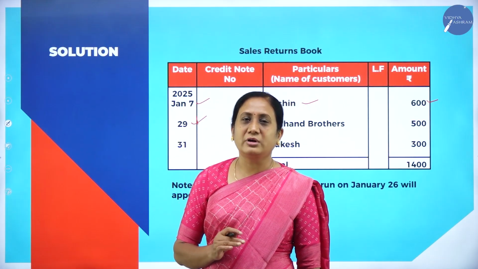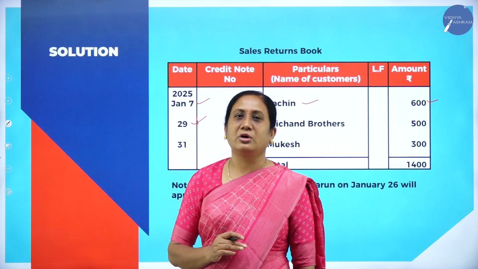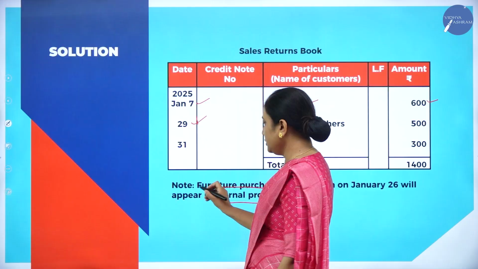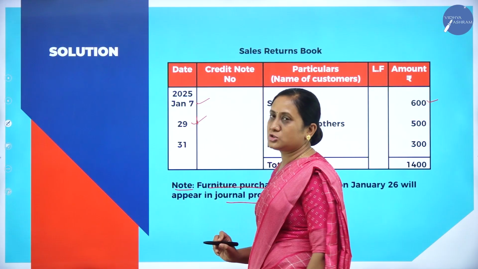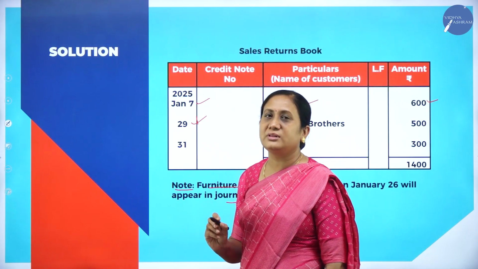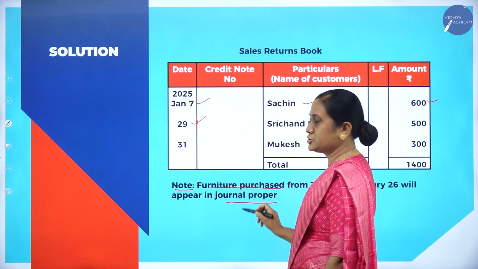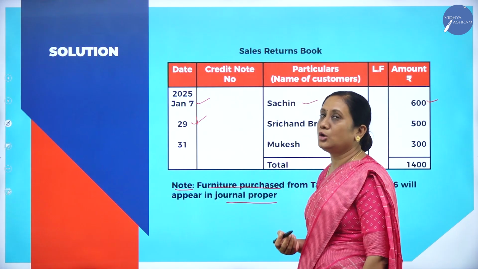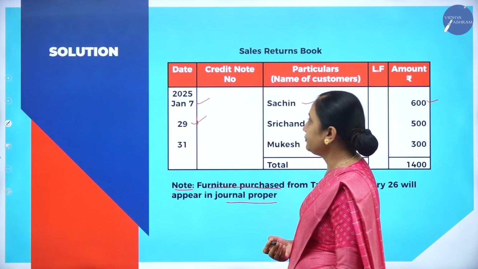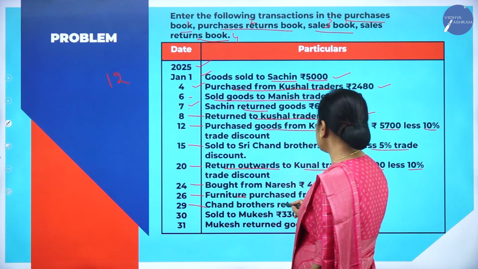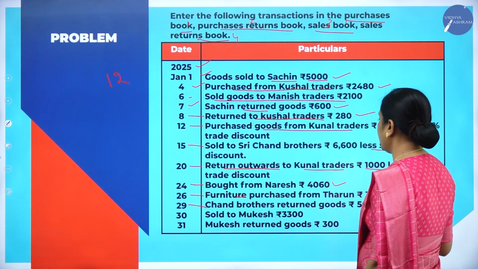Only four types of books we have to prepare from the examination point of view. This you should show as a note. That's all. You should not record it in any of the books. Just write a note and show it like this, and you should ignore that transaction. Followed? Next. 29th. Chand Brothers returned goods rupees 500.